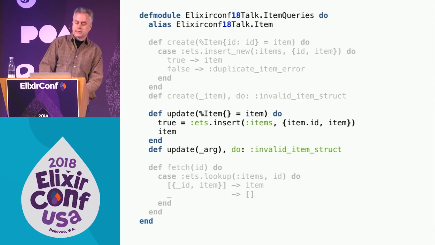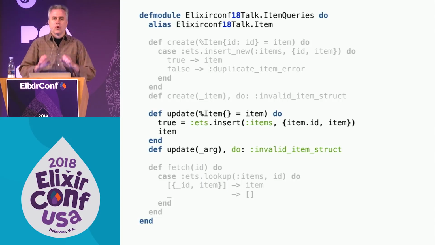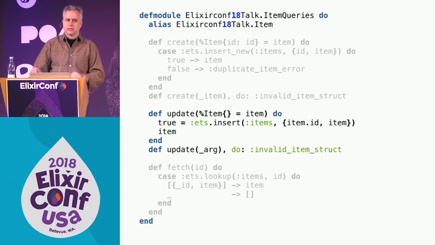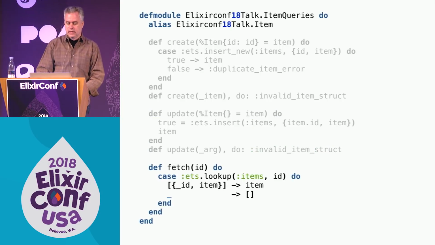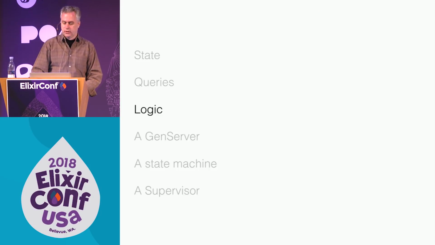Update will use ets.insert, and that works more like an upsert. So it'll just overwrite anything that already exists in the table or create a brand new one if it doesn't exist, and we need to fetch things. So we'll use ets.lookup. Okay, so far, so good.